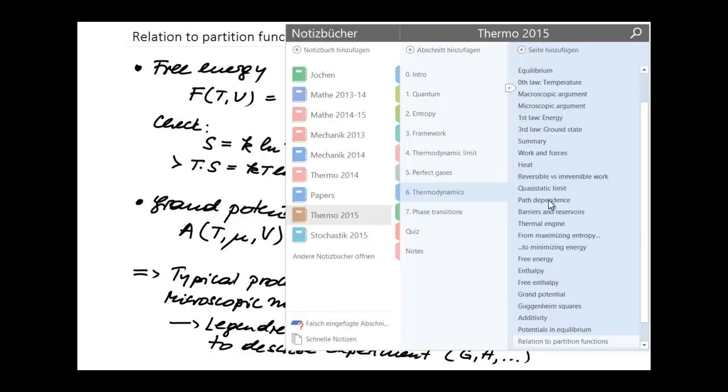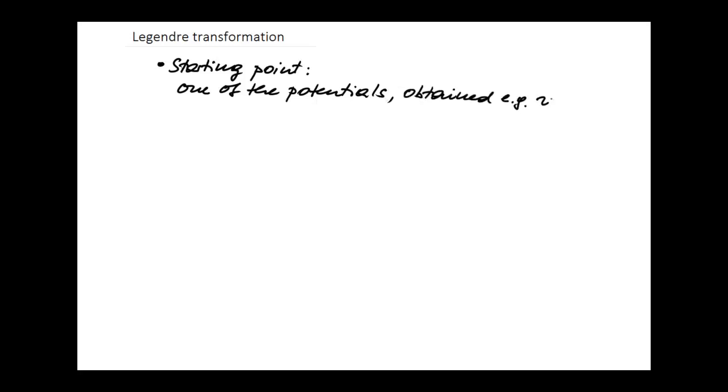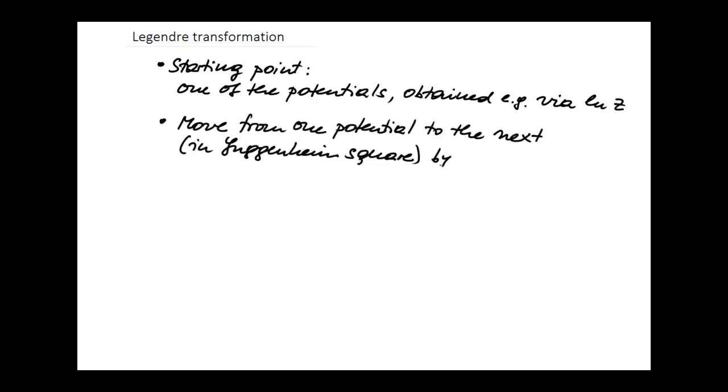So what is the Legendre transformation? Let me just remind you of the basic idea and then show it to you in a specific example. The starting point of the Legendre transformation is one of the potentials, which was either given to you by someone else or which you obtained, say, by calculating the log of a partition function. So you obtain that from a microscopic model. But if this is not the potential that you need, you can move from this potential to another potential. You move along the sides of the Guggenheim square until you reach the potential that you need by the following two steps.